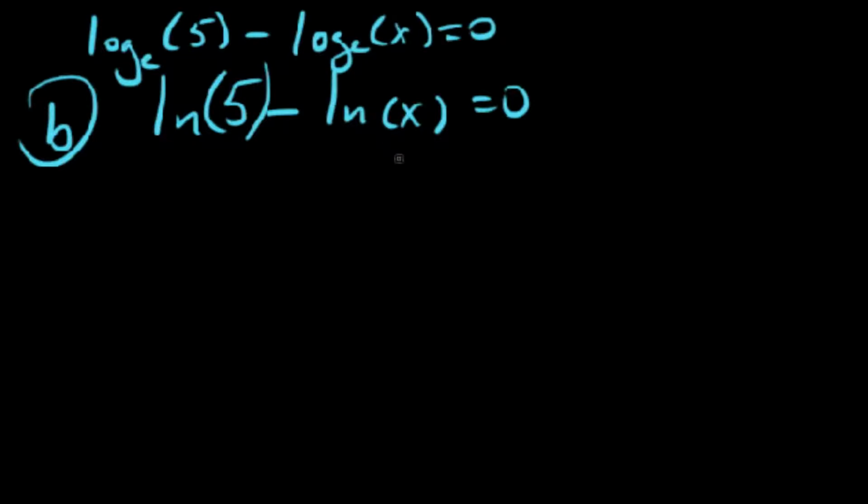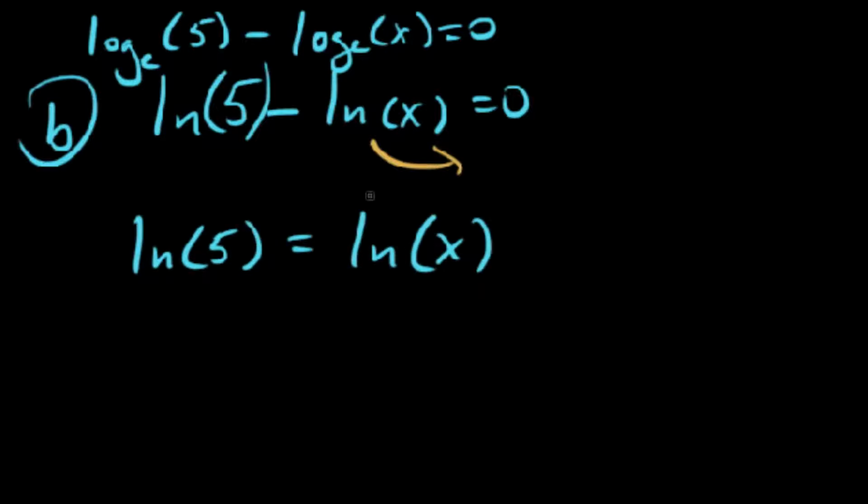But since we want to use one-to-one, what we'll do is take the natural log of x and kick it over to the other side. So we end up with ln of 5 is equal to ln of x, positive, and we say, okay, well then if this is the case, 5 equals x, or x equals 5. But just know that, if you're going to use one-to-one, you have to have things on either side of the equation.